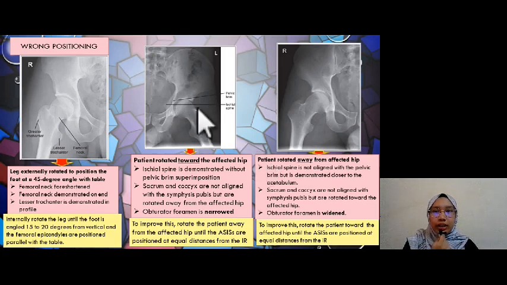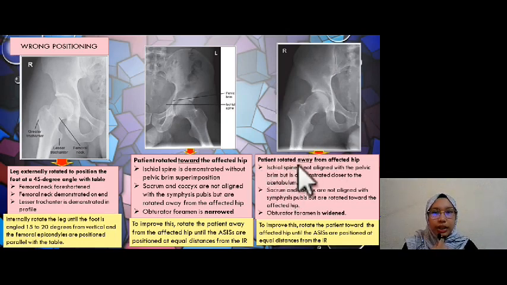Okay, next. This image shows the patient rotated toward the affected hip. This is because the ischial spine is demonstrated without the pelvic brim superimposed. Sacrum and coccyx are not aligned with the symphysis pubis but are rotated away from the affected hip, and the obturator foramen is narrowed. To improve this, rotate the patient away from the affected hip until the ASISs are positioned at equal distance from the IR.